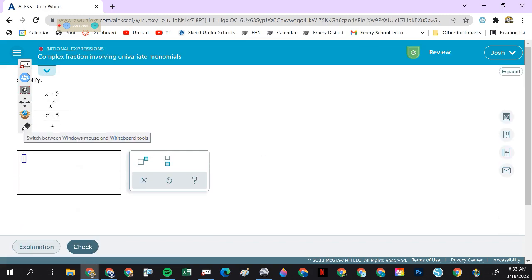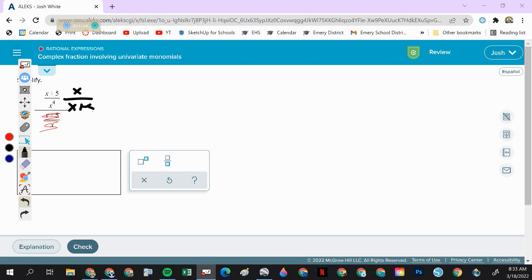Okay, how do you take a fraction and divide a fraction? You flip the bottom one. So this gets flipped upside down. x times x plus 5. Okay, so x plus 5 cancels x plus 5. And this x cancels one of those x's. And I'm left with 1 over x to the third. Okay, those are pretty easy.